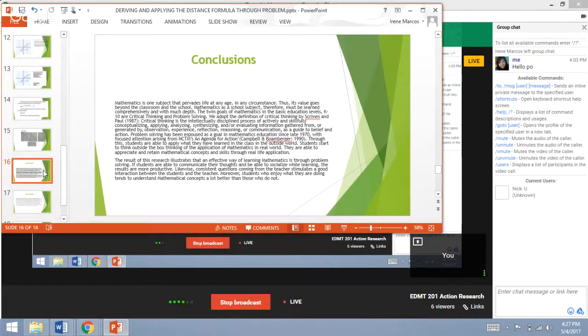The result of this research actually illustrates an effective way of learning mathematics through problem solving. If students are able to communicate their thoughts and socialize while learning, then the results of the learning will be more productive. And likewise, consistent questions, or the art of questioning, coming from the teacher will stimulate a good interaction between the teacher and the students. Moreover, students who enjoy what they are doing tend to understand mathematical concepts a lot better than those who do not.